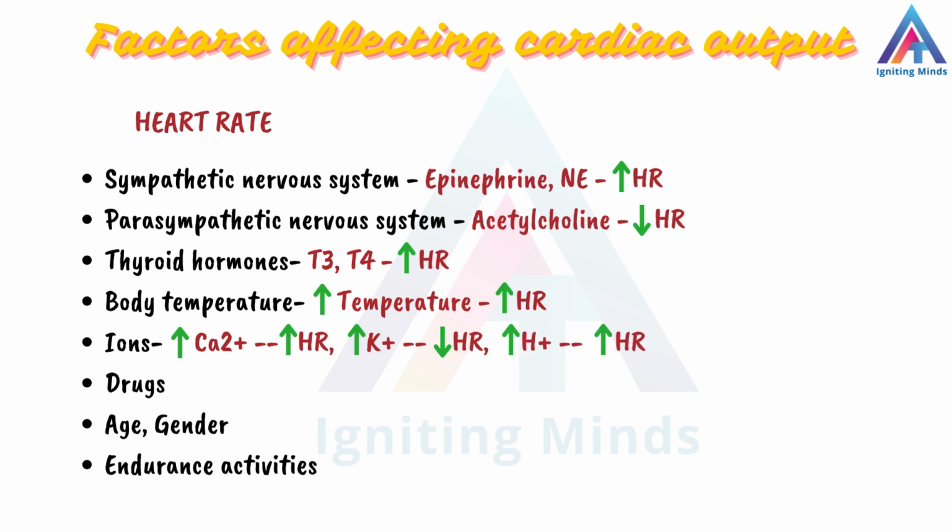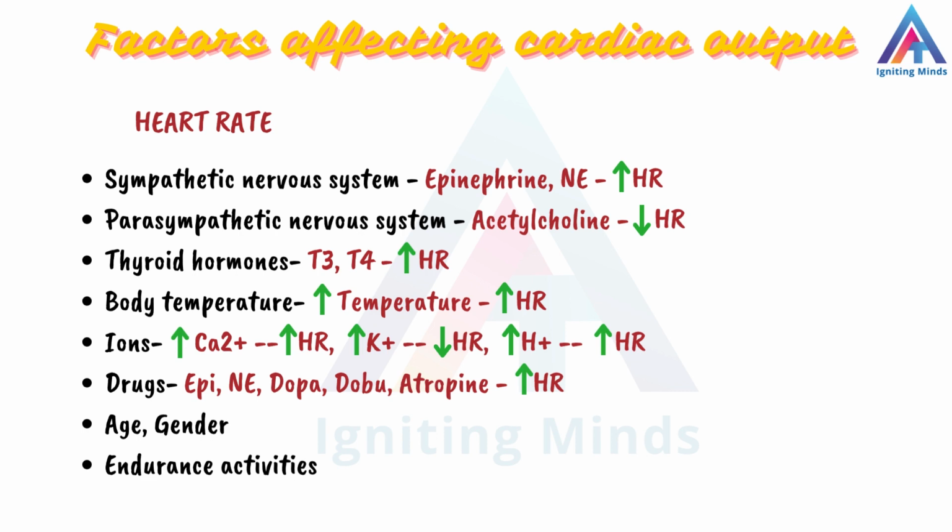What about hydrogen ions or your pH? An increase in hydrogen ions in the extracellular fluid causing low pH or acidosis activates the peripheral chemoreceptors, causing tachycardia initially. Drugs play a major role in regulating heart rate.